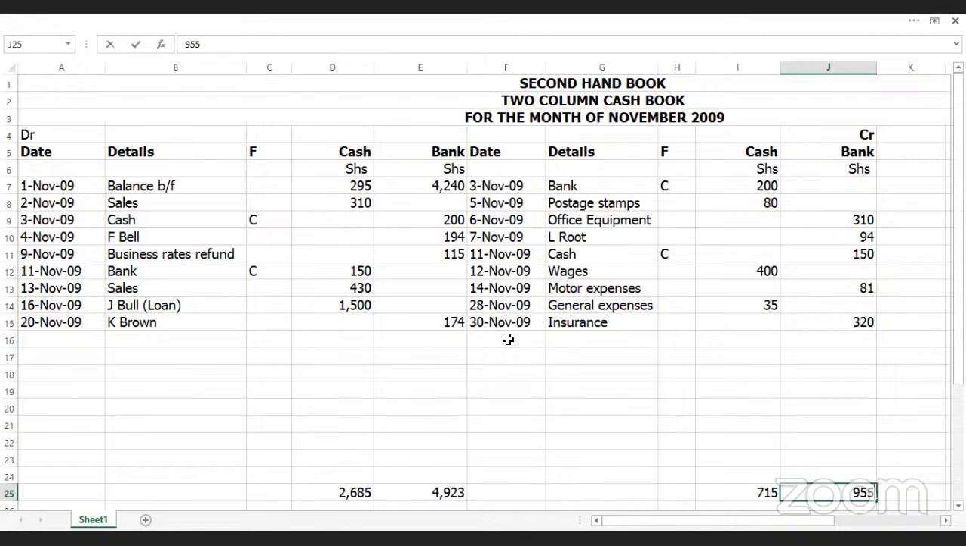And we have said that at the end of the month, we insert a balancing figure on the smaller side, and our smaller side is the credit side. So on 30th November 2009, balance carried down for cash, so that we get the total on the bigger side minus the total on the smaller side. We get 1,970.